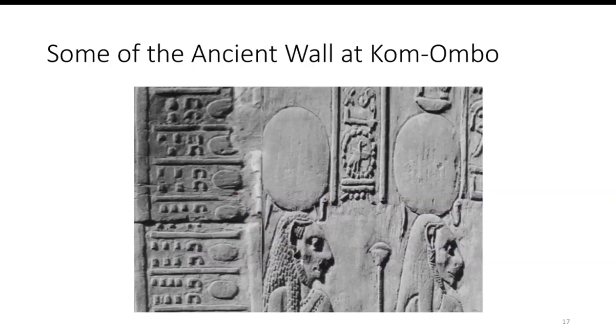And here's some artwork on the ancient wall at Kom Ombo. And this looks like a calendar. For instance, this symbol right here looks to be 26. The one below that is 27. Probably this one here is 25. So this is probably like a calendar where that big oval shape represents days.